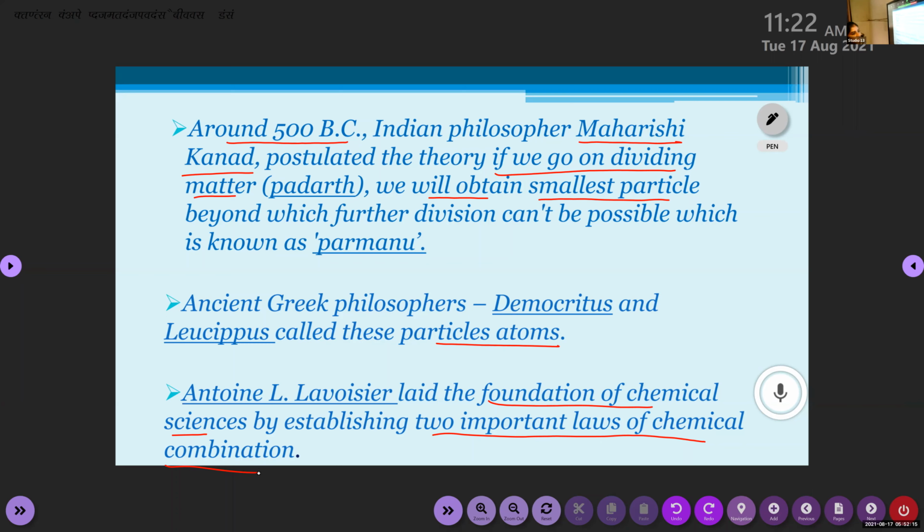Pooja, can you please read the points? Yes, ma'am. Around 500 BC, Indian philosopher Maharishi Kanad postulated the theory that if we go on dividing matter, padarth, we will obtain the smallest particle beyond which further division cannot be possible, which is known as paramanu. Ancient Greek philosophers Democritus and Leucippus called these particles atoms. Antoine L. Lavoisier laid the foundation of chemical sciences by establishing two important laws of chemical combination.